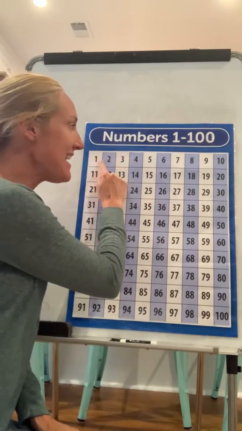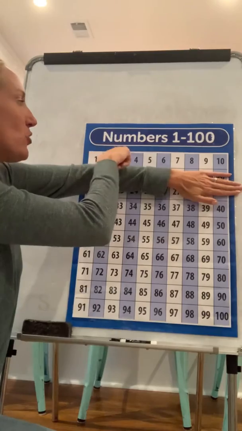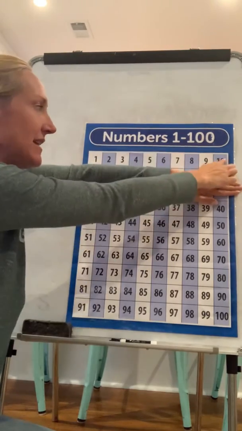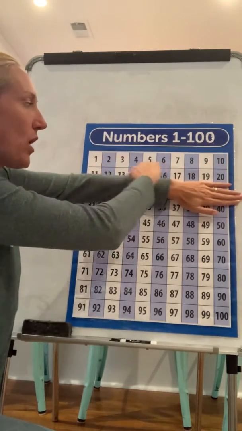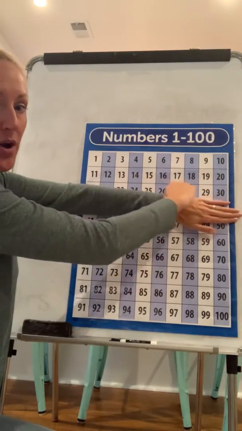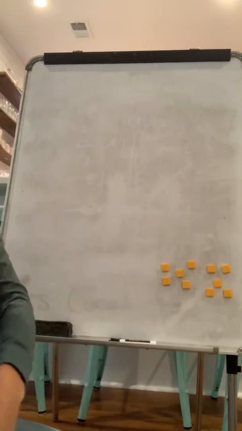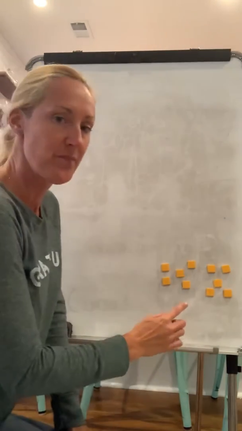That means that each row, right here, we have 10. If each one of these was a cupcake, we would have 10 cupcakes. And here's another row of 10. So now we're at 20. Here's another row. So now we're going to be at 30. We're counting by tens.